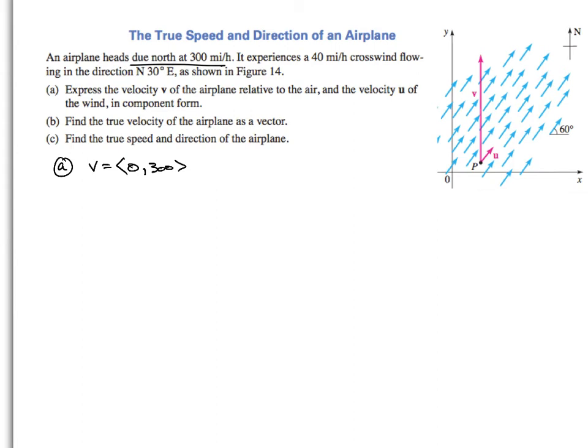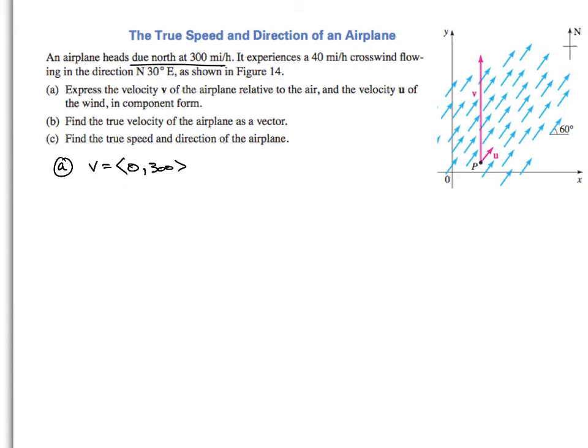Yes. Let's put it another way. What if it said due east? Then what would be the components? It would be 300, comma 0. What if it were due west? It would be negative 300, comma 0. What if it were due south? 0, comma negative 300. You do have to know your compass rose a little bit.